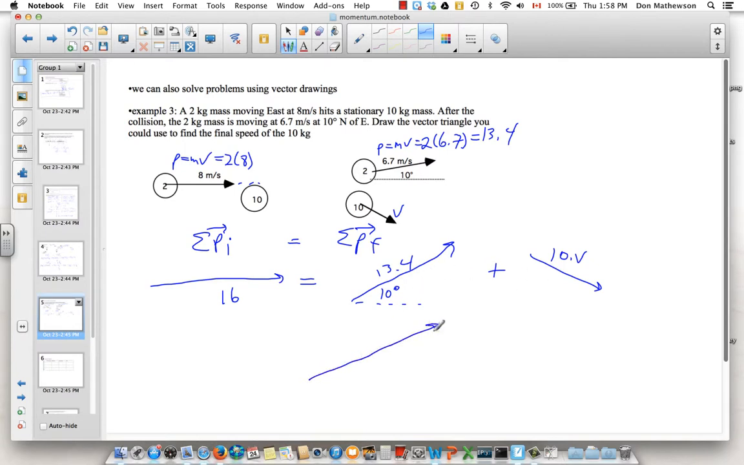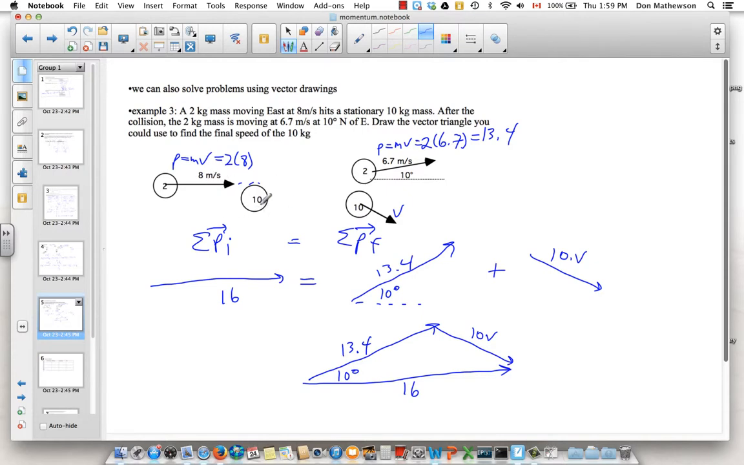Now, we add vectors using a head-to-tail technique, so that adding this known momentum and this unknown momentum, we have to get the total initial momentum, which is 16. So we see that we end up having a triangle to solve.